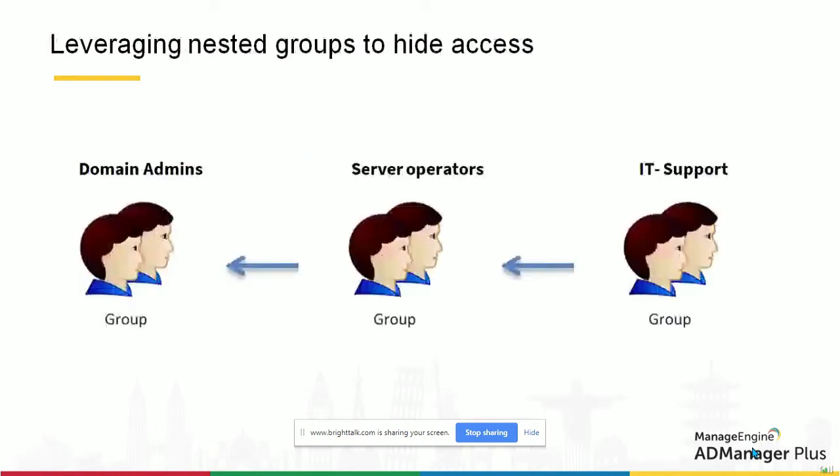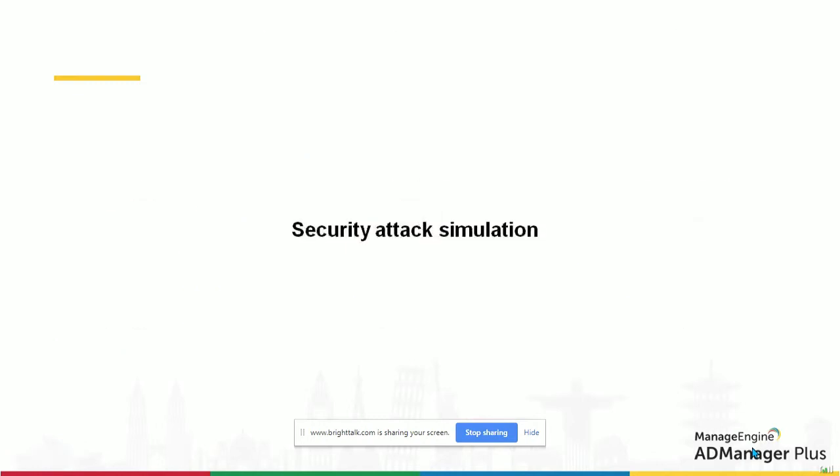Now, let's go ahead and actually perform a live security attack simulation. Just to remind you, the reason I'm doing this is to prove a simple point: a single mismanaged permission is all an attacker needs to establish a foothold within your organization's network. So let's go ahead and perform the attack.